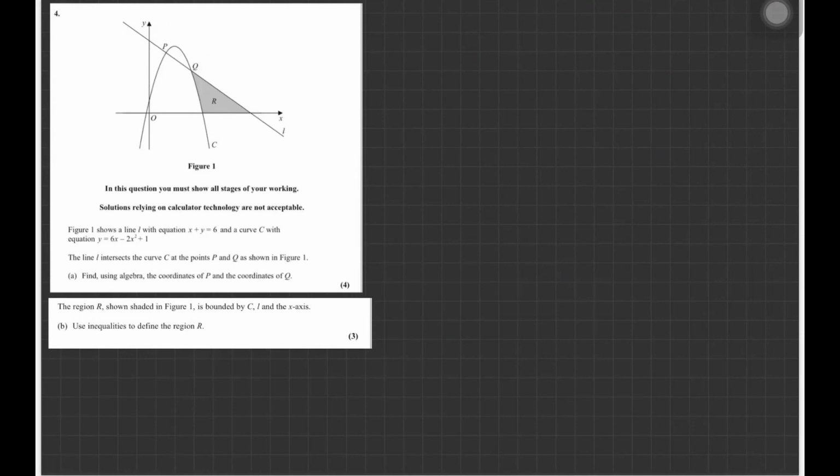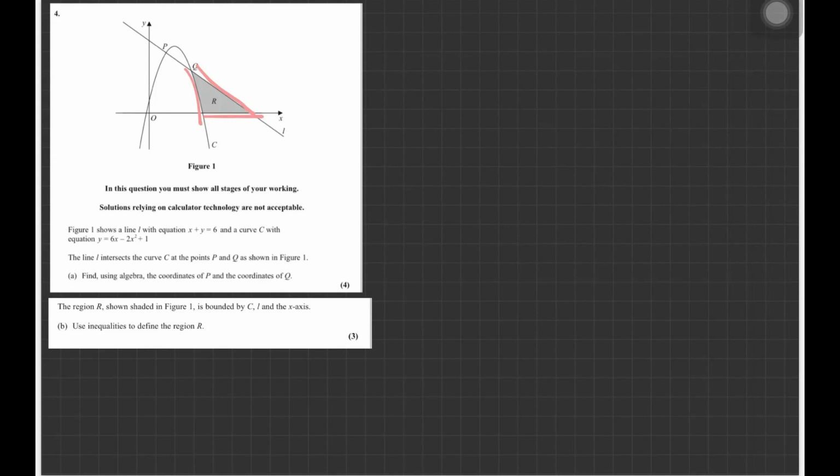All right. So for part B, what they are asking is that the region R shown in figure 1 is bounded by C, L, and the x-axis, right? So we want to use inequalities to define this region R. So we have 3 lines, right? We have one line here, one line here, and one line here. So technically, three inequalities will be enough to define this.